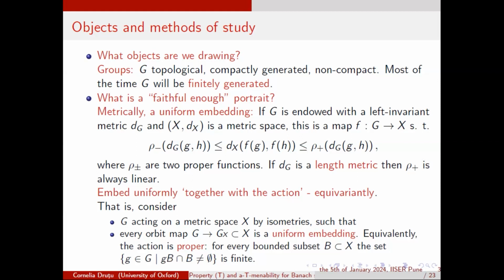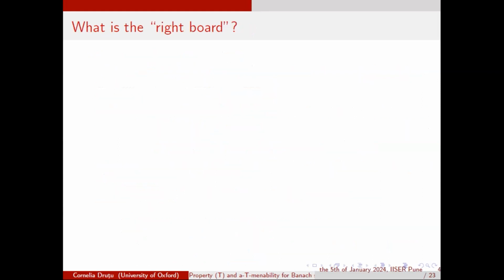And then the last question. So these are the objects. This is a faithful enough portrait for me. And then what is the right board? As mentioned before, a finitely generated group, for instance, has a uniform graph attached to it, the so-called Cayley graph, which I'm not defining because I'm assuming that everybody knows that.